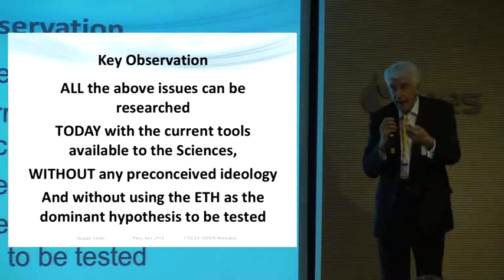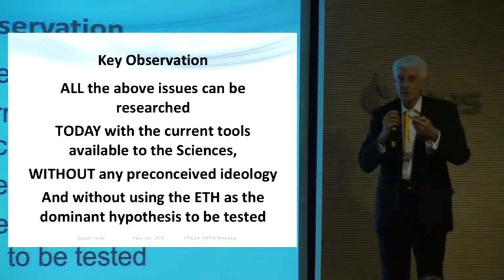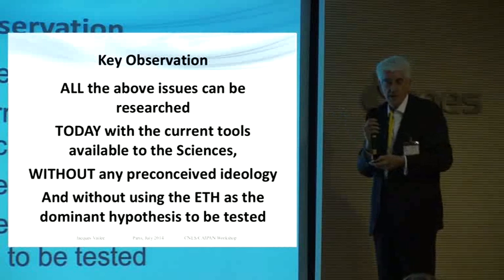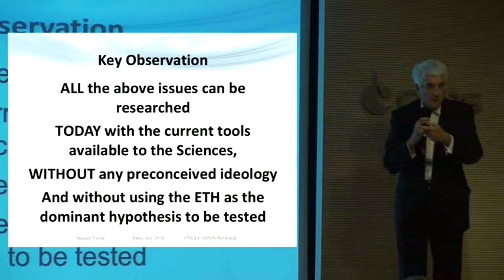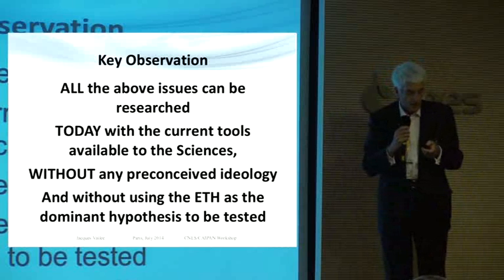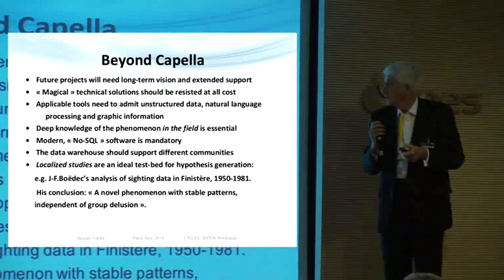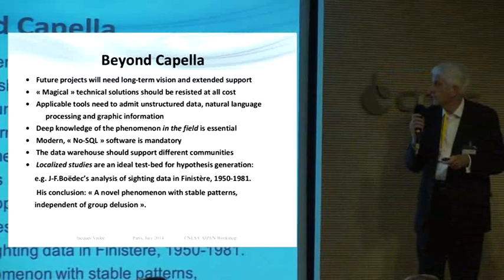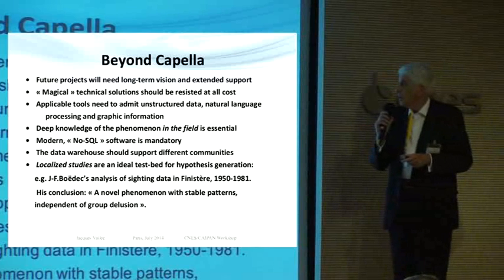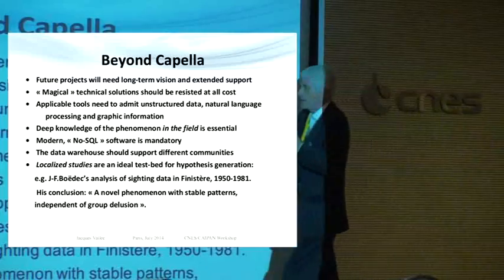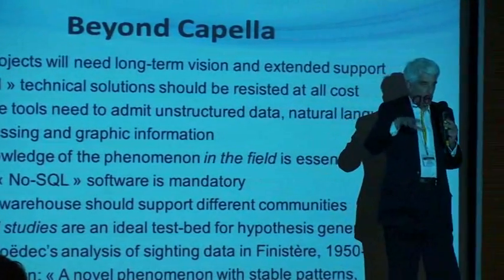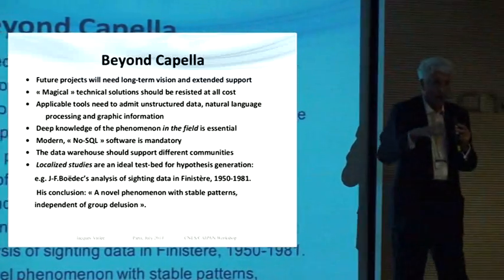volunteer passion. But then you need resources, you need structure, you need the kinds of things that Michael has been showing us. You need collaboration, you need some form of institution so that you can move forward. So future projects will need long-term vision and support. There are no magical technical solutions. There is no computer you can buy with special software that will solve the problem.